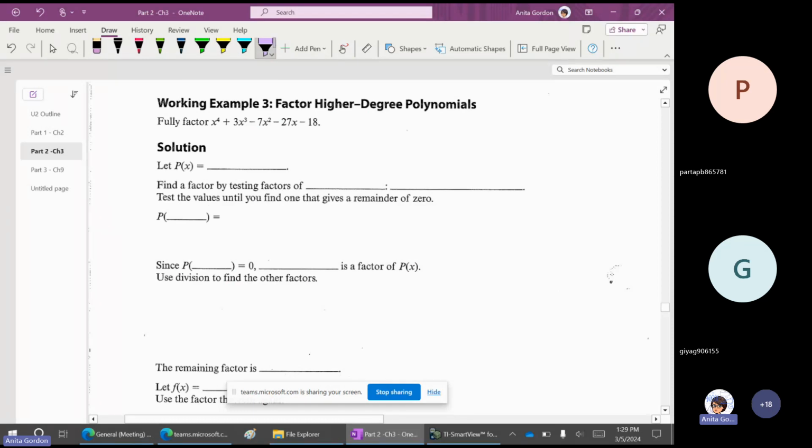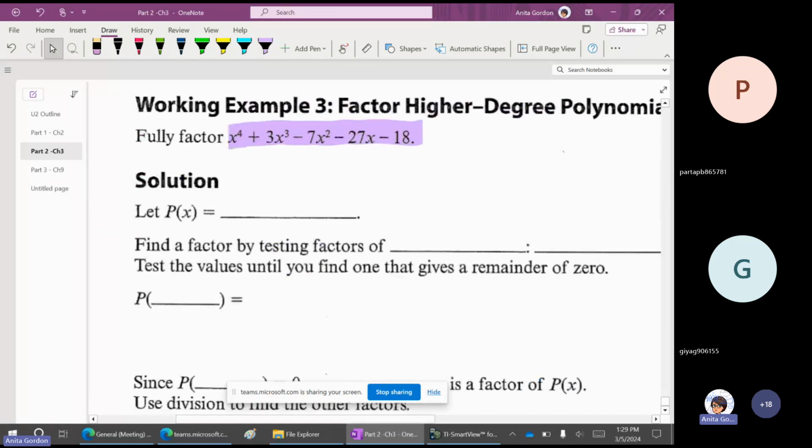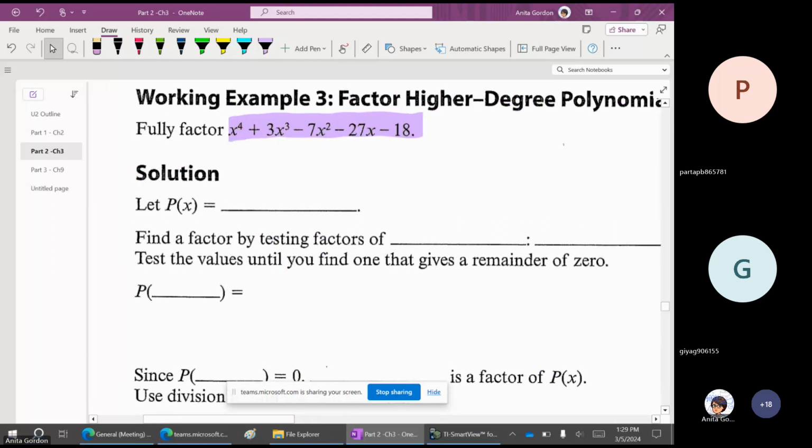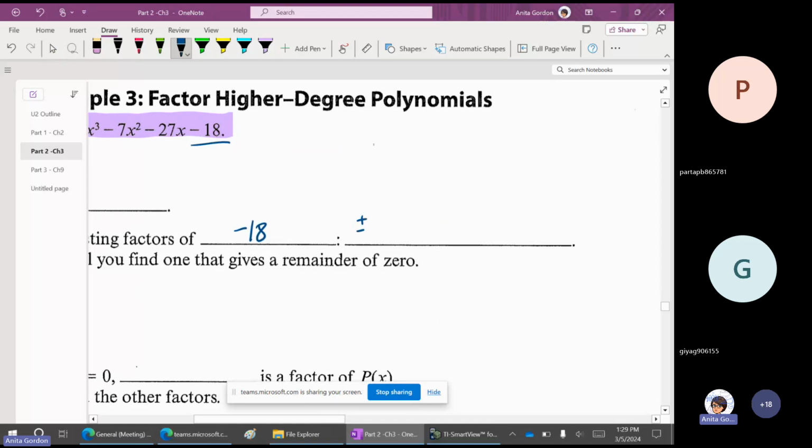Here we have a high degree polynomial, x to the 4th. Looking at my constant term, it is negative 18. What are my possibilities? I'll start you off. Plus or minus 1, plus or minus 2, then 3, 6, and 18. Lots of possibilities. I have a leading coefficient of 1, so I don't have any fractions that I can test.